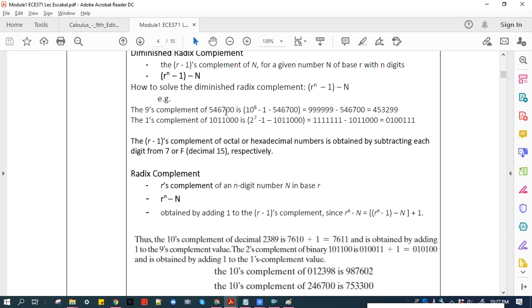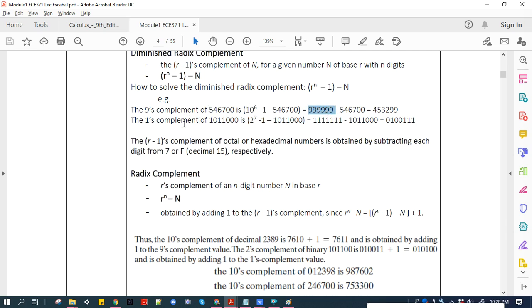For decimal, this r to the n minus 1 has all digits equal to 9. And how many 9's are here? 6 digits, where 6 is the number of digits. So that's 999999 for decimal.